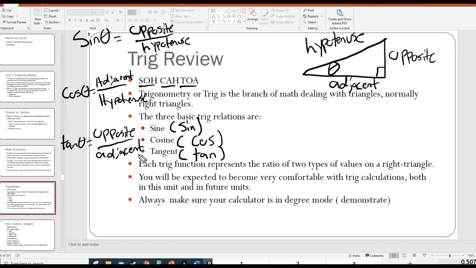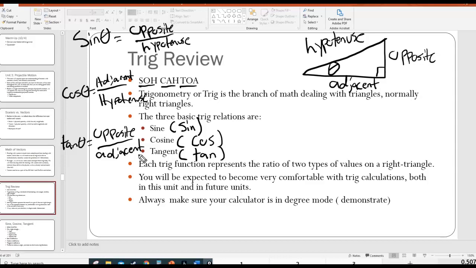Okay, we're going to be using trig a lot over the next couple months, and so I expect you to become very, very familiar with trig calculations. The problems we're going to be seeing today are very basic, and so if you need to brush up on your trig skills, that's fine, but you need to make sure that you're doing enough practice so that you become very familiar with these three trig relations.